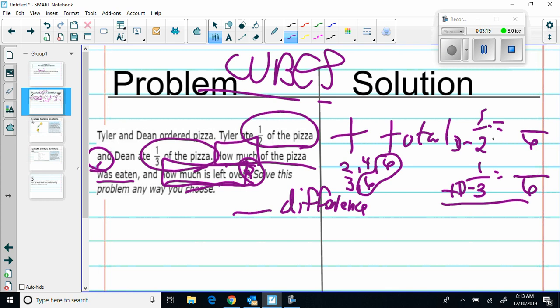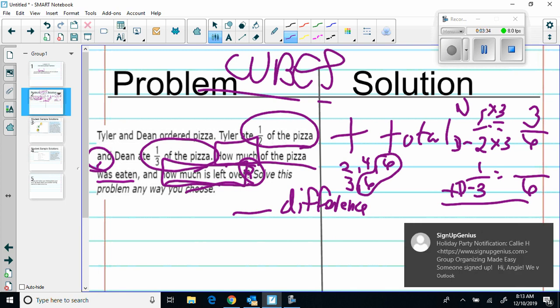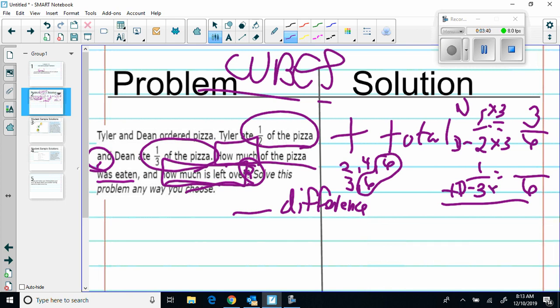Now that I have that, I'm going to take 2 times 3 to get 6. Whatever I do to the denominator, I do to the numerator. So 1 times 3 is 3, and as you can tell, 1/2 is equivalent to 3/6. I am multiplying both numerator and denominator. Now, 3 times 2 to get 6. What you do to the denominator, you do to the numerator. So 1 times 2 is 2, and 2/6 is the equivalent fraction. Then I add the numerators together, and I'm going to get 5/6. That is how much pizza they ate.